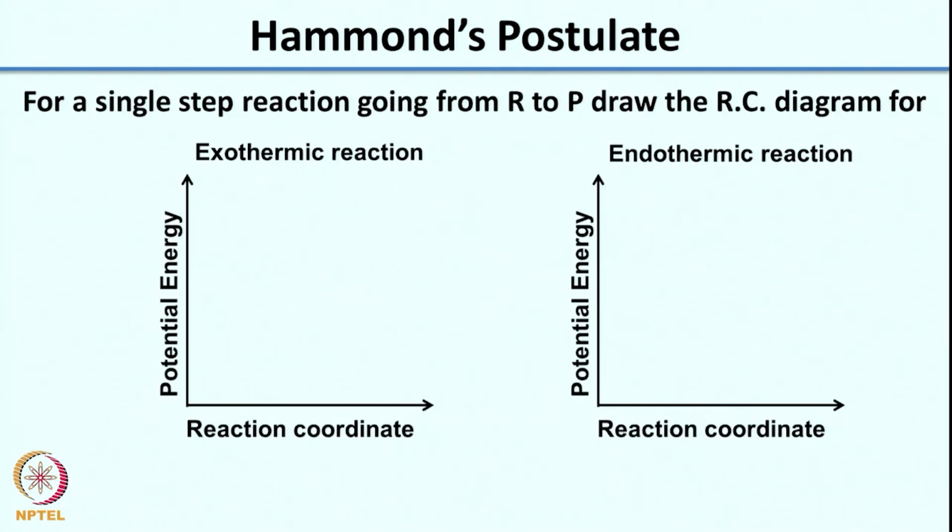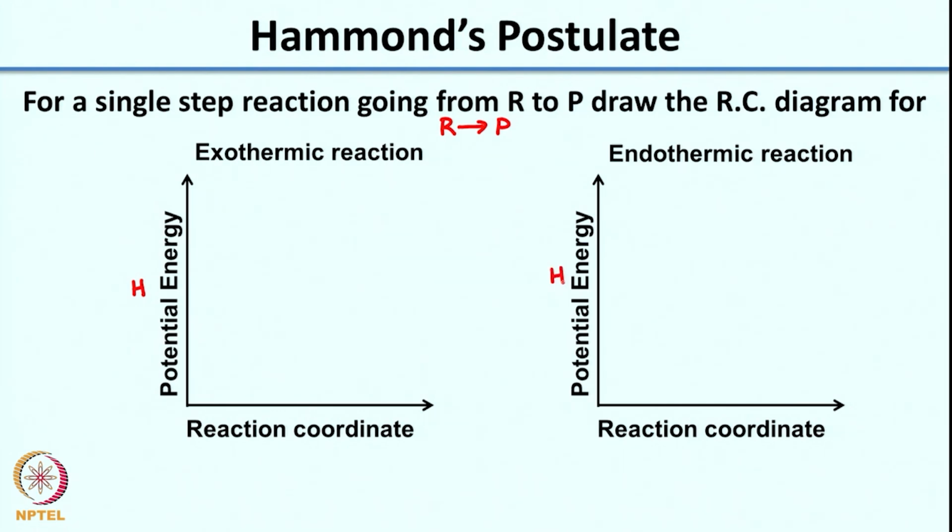Now I would like you to do one more exercise. Let us assume we are talking about a single step reaction. A single step reaction means R going to P. For this single step reaction, what I would like you to plot is what the reaction coordinate diagram will look like for A, an exothermic reaction, and B, an endothermic reaction. You can think of the potential energy in terms of the enthalpy, which is H.